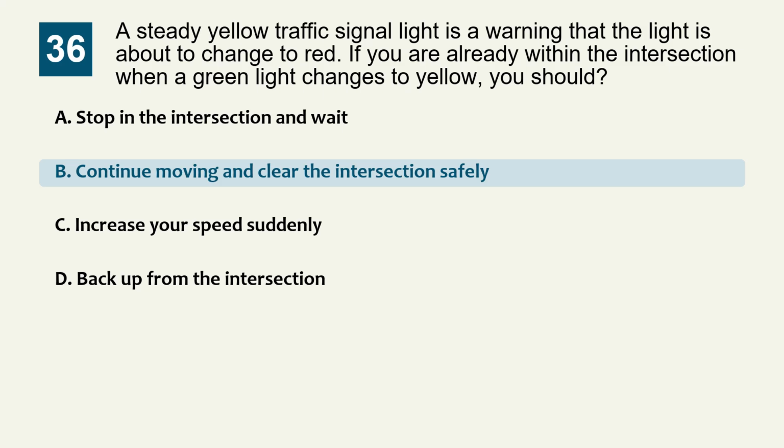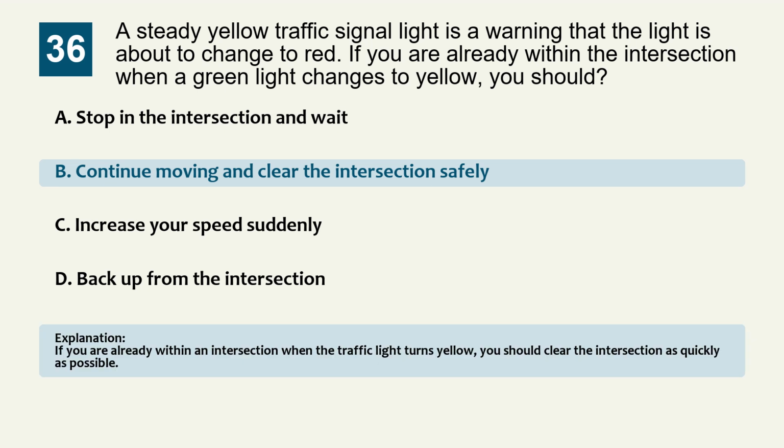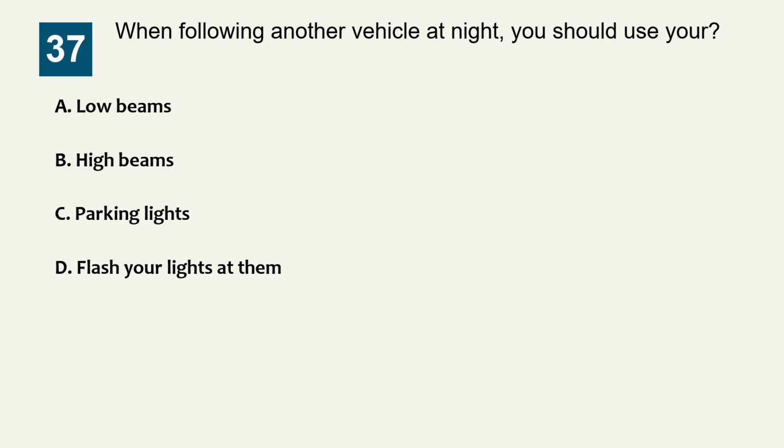The correct answer is option B. Continue moving and clear the intersection safely. If you are already within an intersection when the traffic light turns yellow, you should clear the intersection as quickly as possible. Question 37. When following another vehicle at night, you should use your option A, low beams, option B, high beams, option C, parking lights, option D, flash your lights at them.